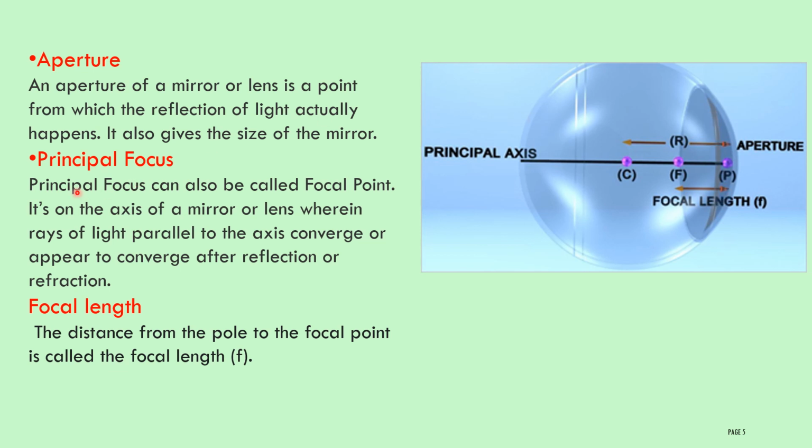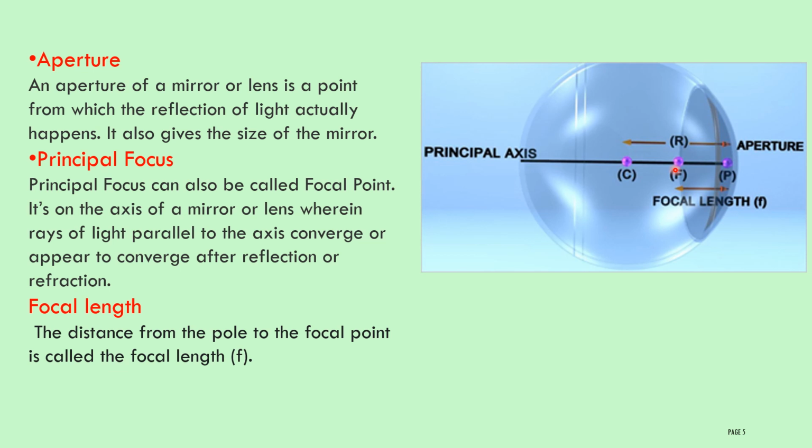The next one is principal focus. Principal focus can also be called focal point. This is the principal focus or focus point. It is on the axis of a mirror or a lens where the rays of light parallel to the axis converge or appear to converge after reflection or refraction. This is the point where the parallel beam of light, after falling on the curved or reflecting surface and reflecting or refracting, will converge. Converge means they will meet at a single point. That point we will call the principal focus.